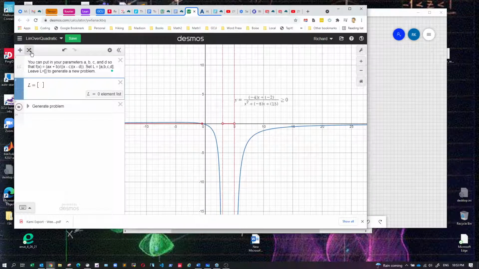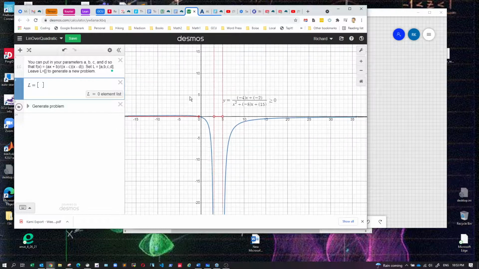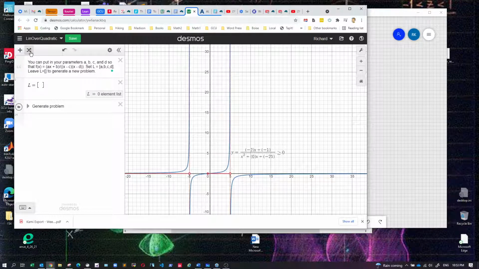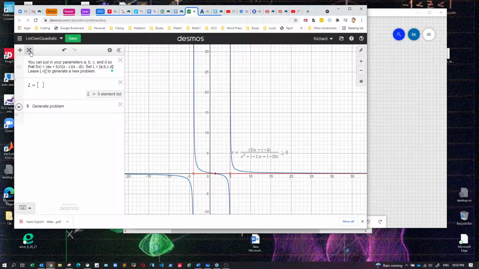But you can see that these give you quite a few shapes of problems. Sometimes you might have to zoom out and move things around to see where things are. But you can see you get quite a few different shapes of graphs from this fairly simple thing, just a linear over quadratic. Okay. And in all of these, we're trying to solve this inequality where the function is greater than or equal to 0.